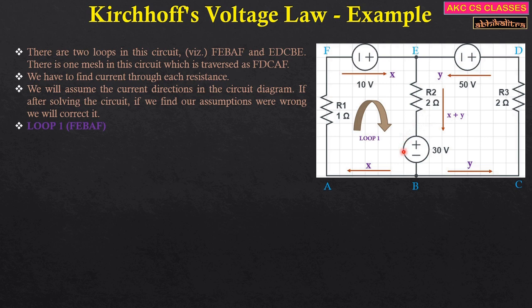Now after we come to this particular point, we encounter a voltage source. In the voltage source, we see we are moving from a positive to a negative plate. So obviously there will be a drop in potential, and the drop in potential will be minus 30 volts at this particular junction B.